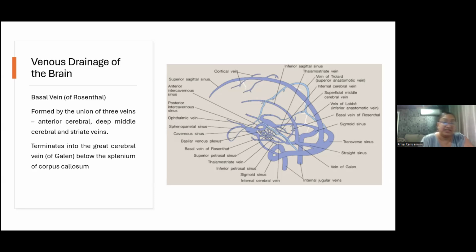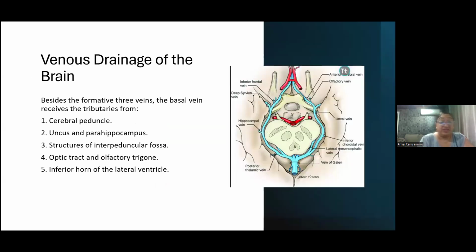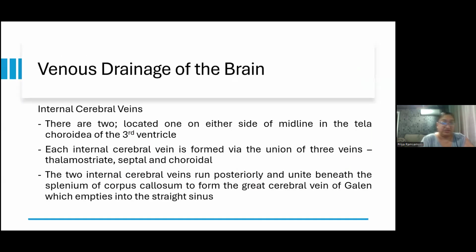And the basal vein, in essence, like I said, runs posteriorly around the midbrain, medial to the uncus and the hippocampus, and terminates in what I just told you, the great cerebral vein of Galen, right? So basal vein terminates into great cerebral vein. Of course, there are other veins, as well as those three veins I just mentioned, that help to form the basal vein. So the basal vein, in essence, receives other tributaries from the cerebral peduncle, the uncus, parahippocampus, structures of the interpeduncular fossa, optic tract, and olfactory horn of the lateral ventricle.